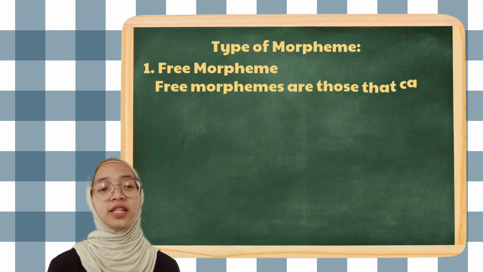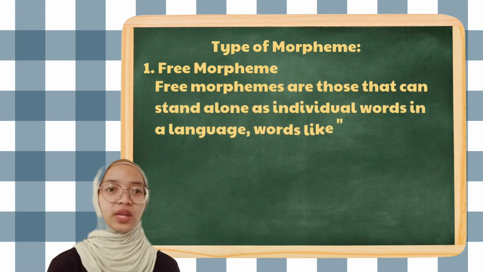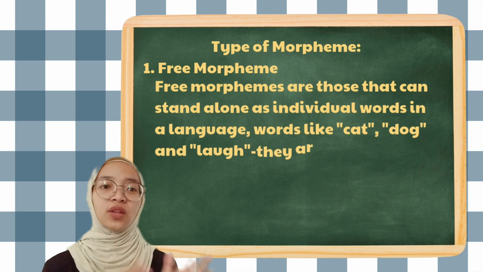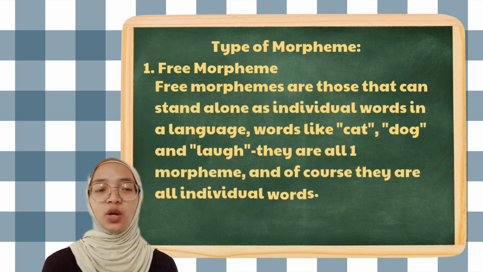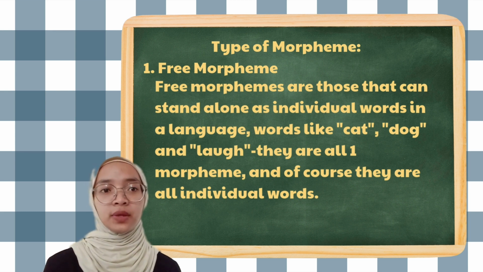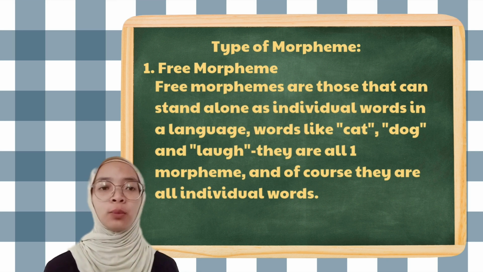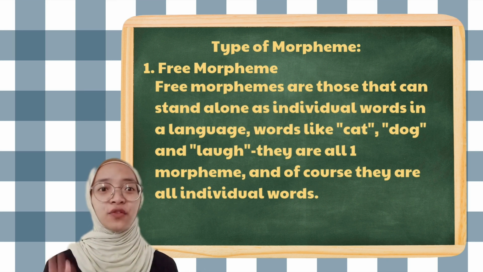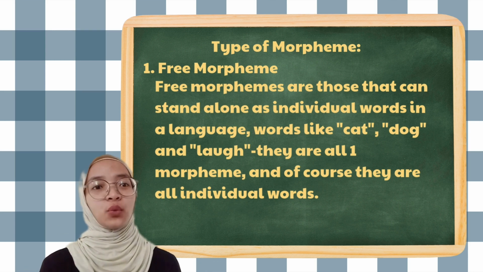Morphemes are divided into two types. The first is the free morpheme. Free morphemes are those that can stand alone as individual words in a language. Words like cat, dog, happy, laugh, and so on. They are all one morpheme. And of course, they can stand alone as individual words in a language.